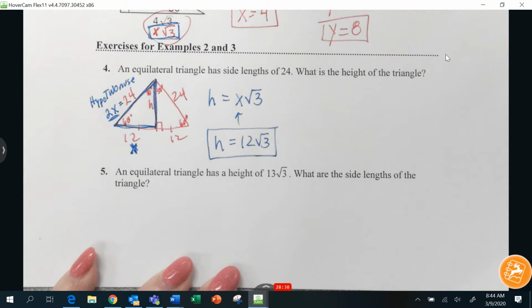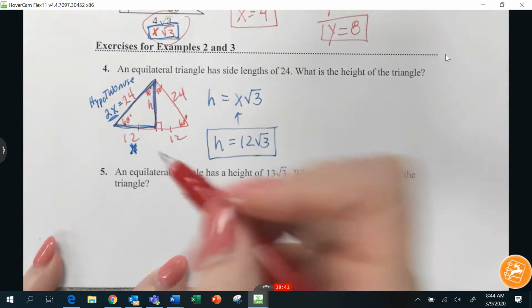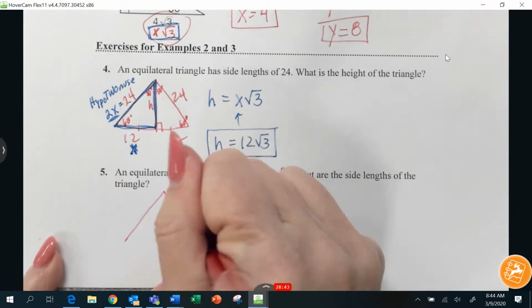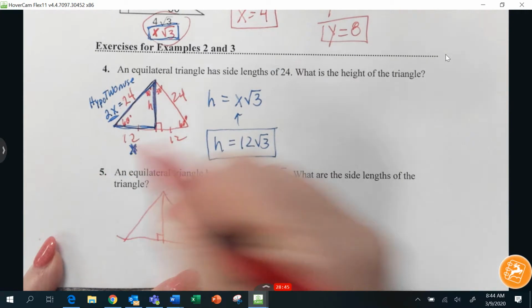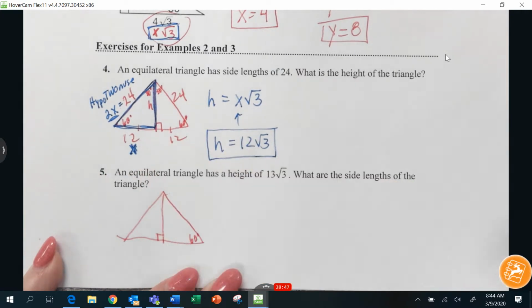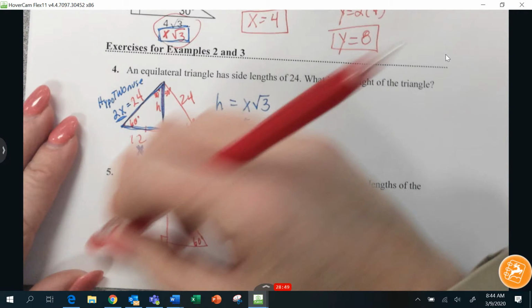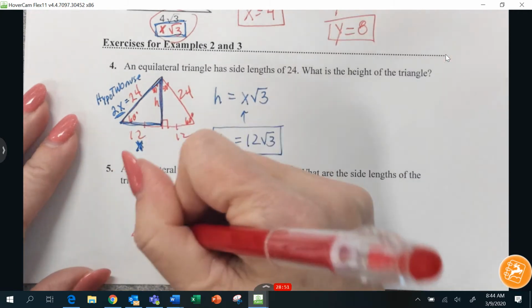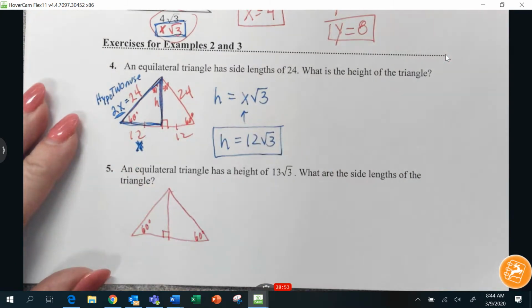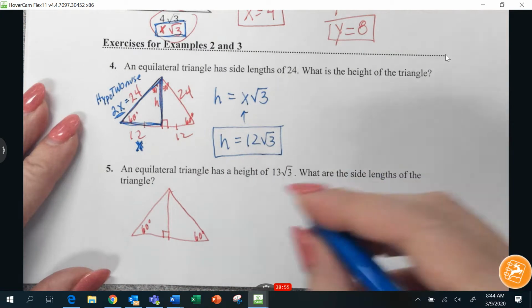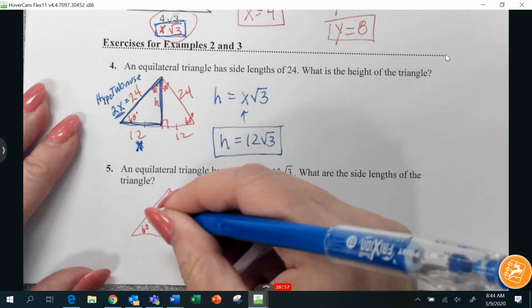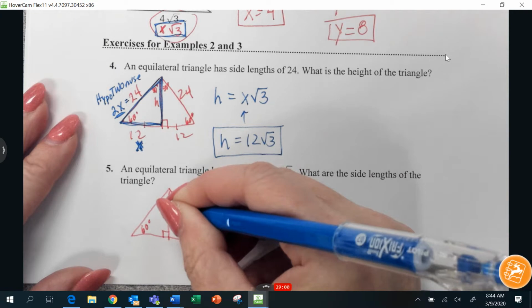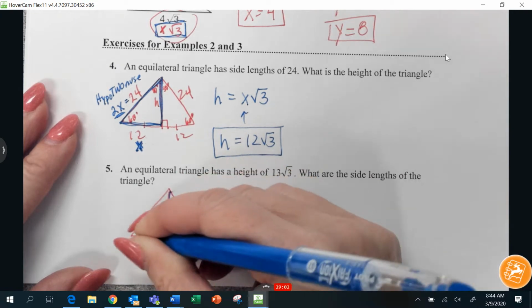Here's another one, just like it. Well, kind of like it. We've got an equilateral triangle, which makes these 60s at the bottom. This is telling me that my height is 13 radical 3. That's my height, 13 radical 3.